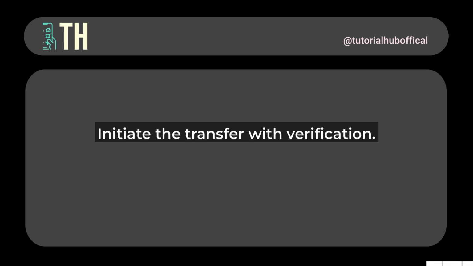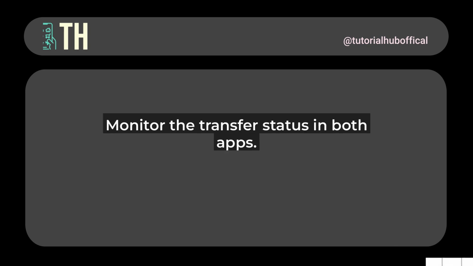A few quick tips. Always use strong, unique passwords for both accounts to keep your money safe. If you're dealing with large amounts, consider the exchange rates if currencies differ. And remember, if you run into issues, Revolut's in-app chat support is fantastic.